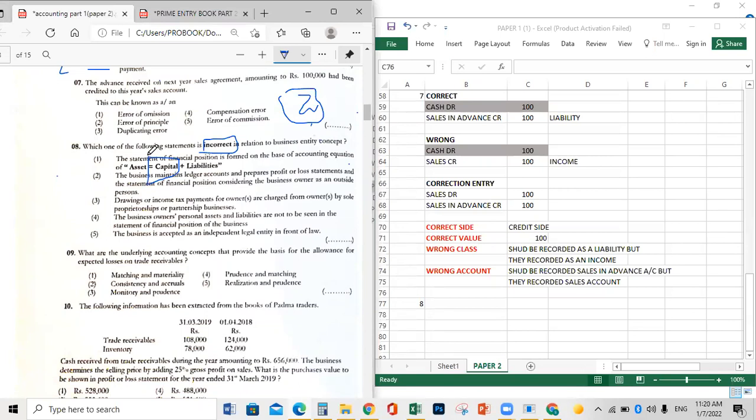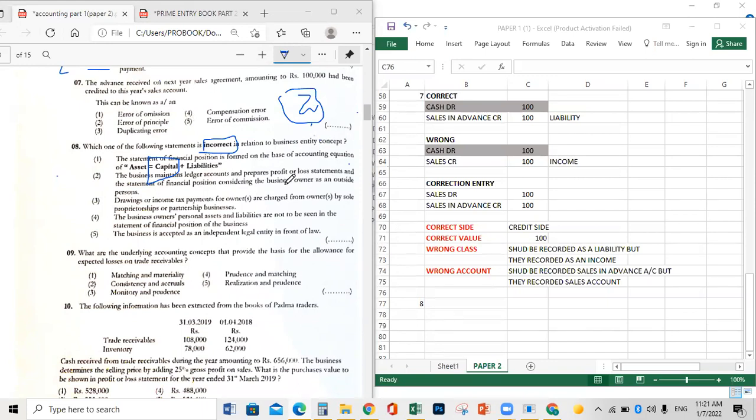The business maintains ledger accounts and prepares the statement of profit or loss and SOFP considering the business owner is an outside person. Yes, guys, when you prepare SOFP and SOPL, you can't include anything related to the owner. You cannot record the owner bringing money into the business as income. The owner taking money for personal use, you can't record as an expense. So when preparing the statement of profit or loss and the statement of financial position, you should always consider the entity concept, where you take the owner as an outsider.